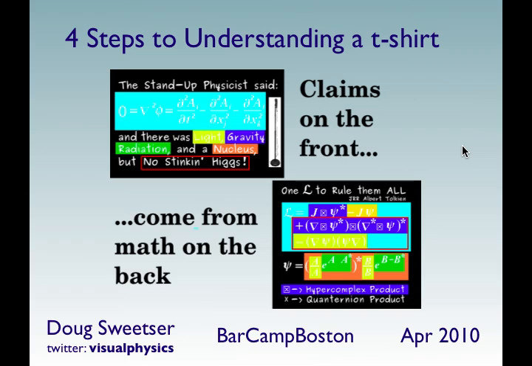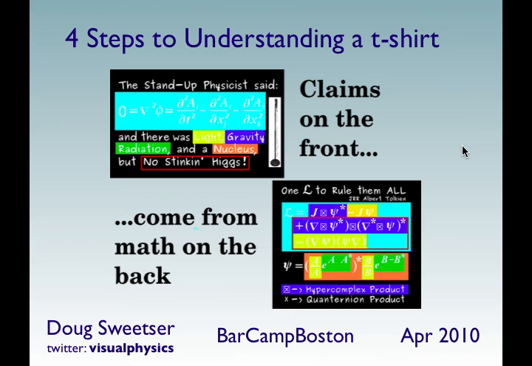Now, what's shown here is actually the very front of the t-shirt, which actually is in black and white, and the back of the t-shirt, which is also black and white, but I made this poster up so that you could use the colors to see the connection between what is written on the front versus what's written on the back. So what does it say on the front?